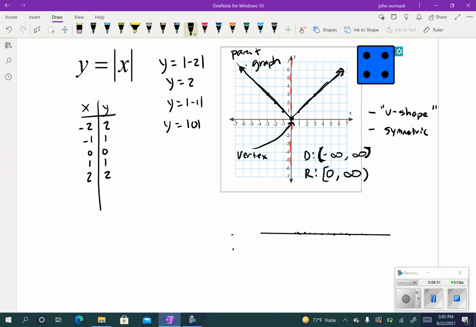And then from there, we're going to figure out how we do transformations with that graph. So how do we shift it up or down or left and right? We can actually make it steeper or less steep. And so we're going to go through all of that.